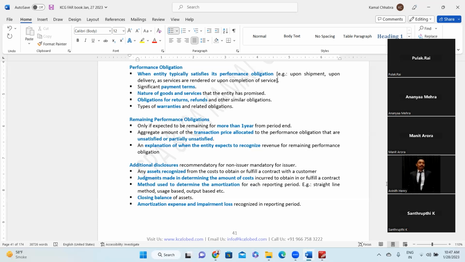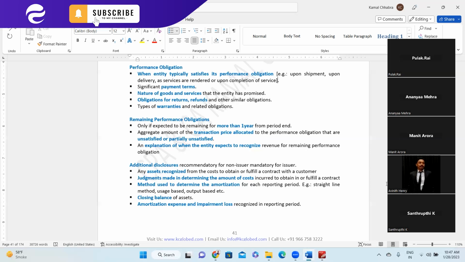Next one is the aggregate amount of transaction price allocated to the performance obligations that are unsatisfied or partially unsatisfied. If you remember the construction contract example, we saw how much of the transaction price you have recognized as revenue, and how much is the balance which will be recognized in future periods, based on the future satisfaction of the performance obligation. That you need to disclose separately.